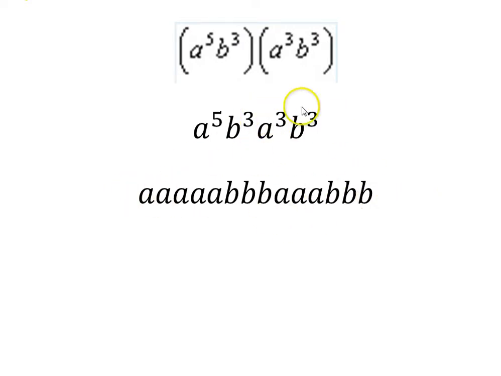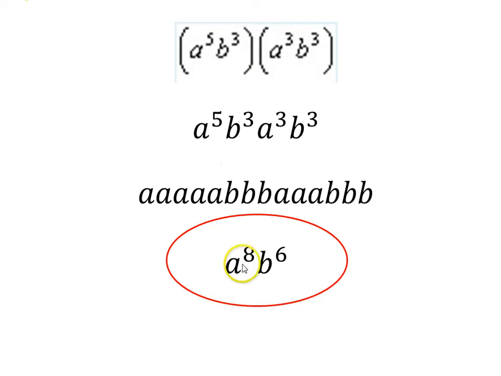This right here is exactly what this sentence is saying. A times A times A times A times A 5 times, B times B times B from B to the third, A times A times A from A to the third, and B times B times B from B to the third. And if we count these together, we'll notice that we have 8 A's, which is why we have 5 plus 3. So you have A to the 8th, B to the 6th. Why B to the 6th? Because there are 6 B's. And that's where that comes from with the 3 plus 3. So your simplified version of this expression is a to the 8th, b to the 6th.